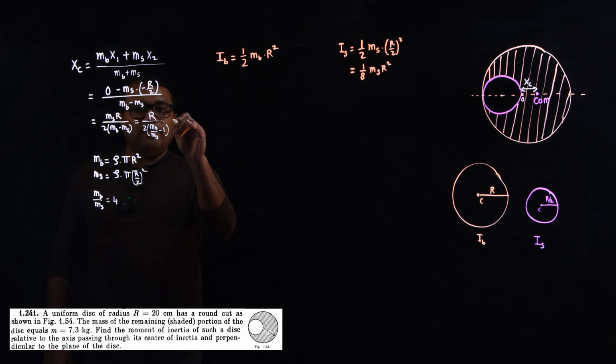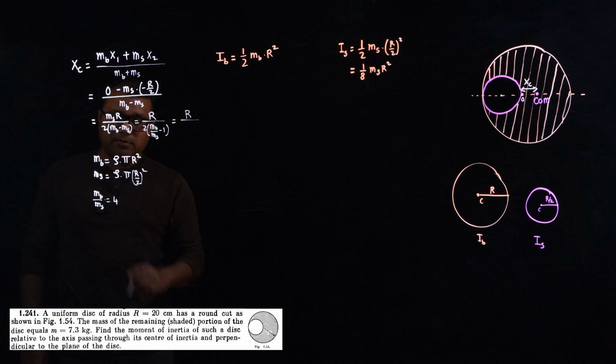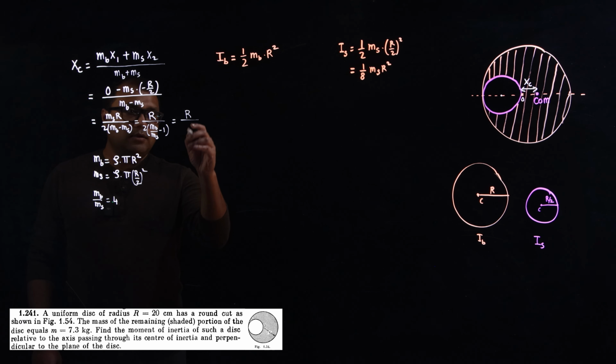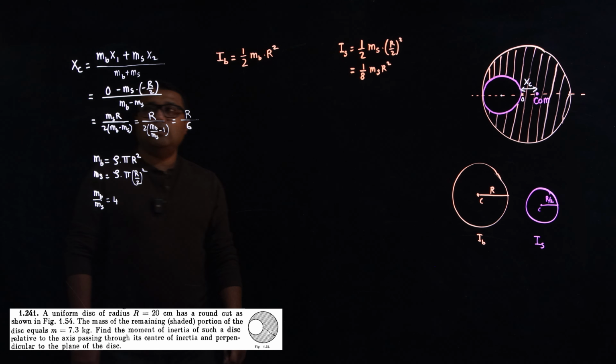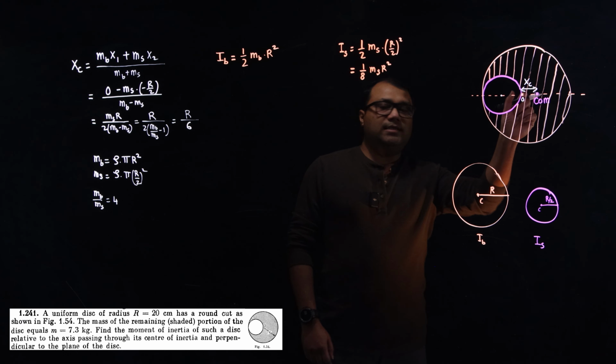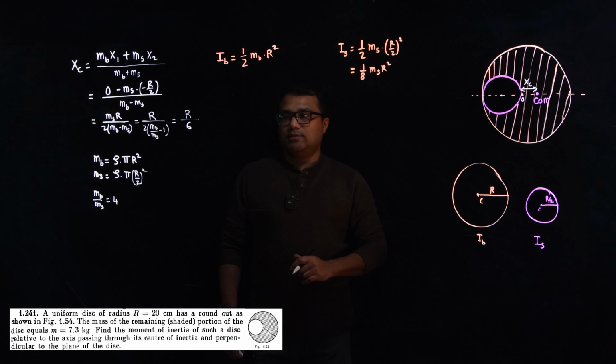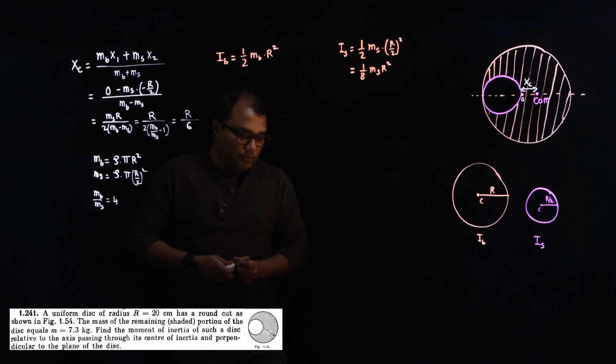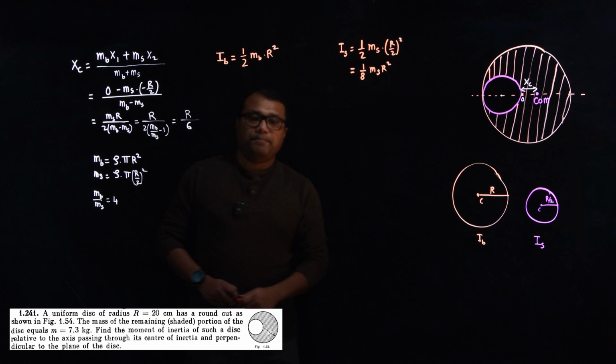So from here we can write xc equals r divided by 2 times (MB by MS minus 1) over (MB by MS plus 1), which is 4 minus 1 is 3, 3 times 2 is 6. So this is r by 6. So this distance xc came out to be r by 6. Okay. Now, how do we use that?